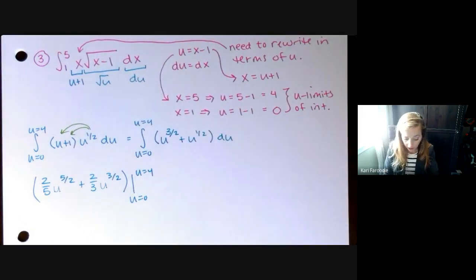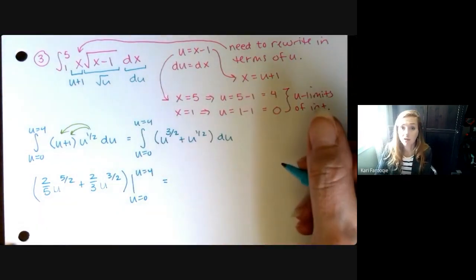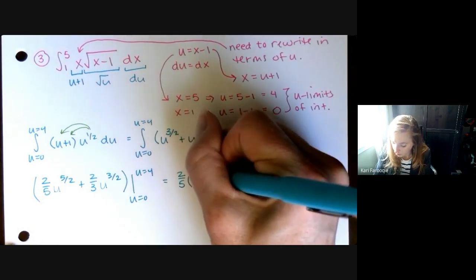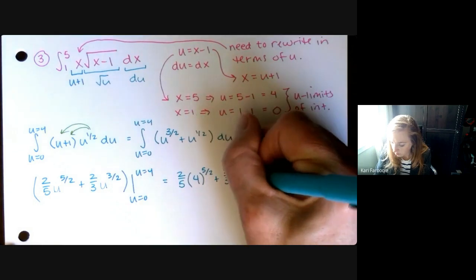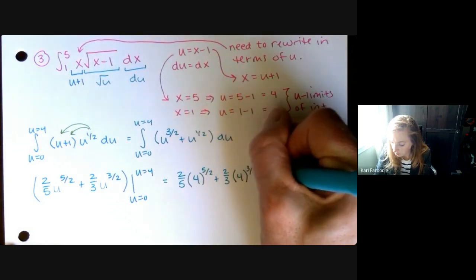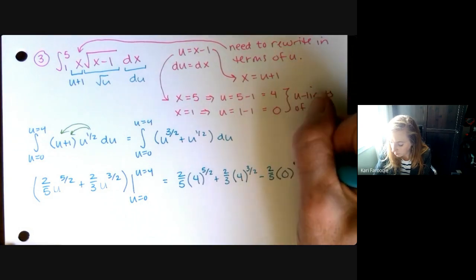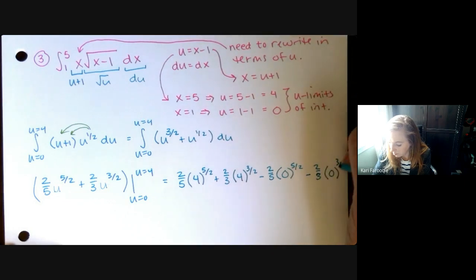So I can go ahead now and just pop this in using the FTC. So I'm going to take 2/5 times 4 to the 5 halves plus 2/3 times 4 to the 3 halves minus 2/5 times 0 to the 5 halves minus 2/3 times 0 to the 3 halves.